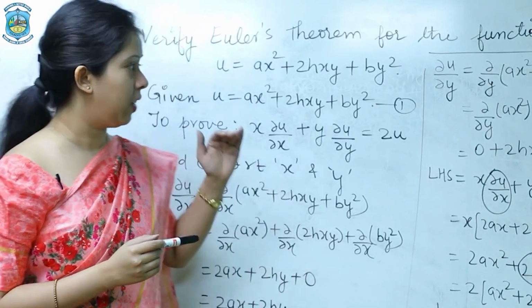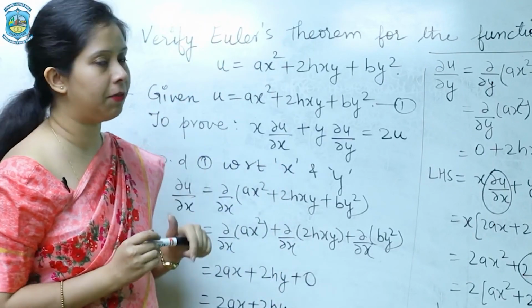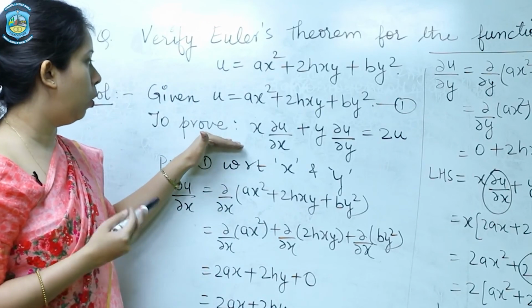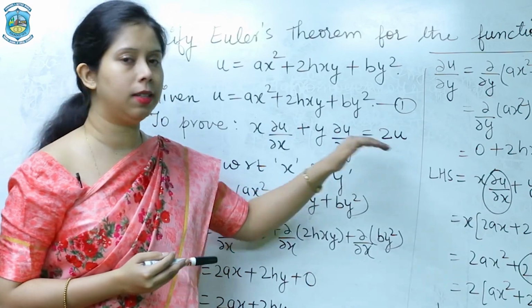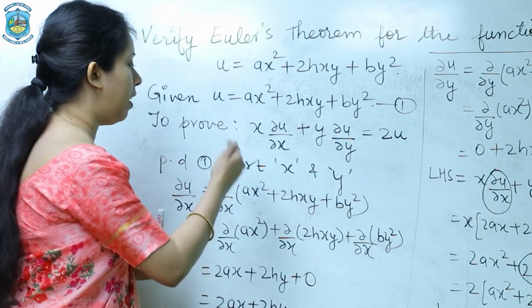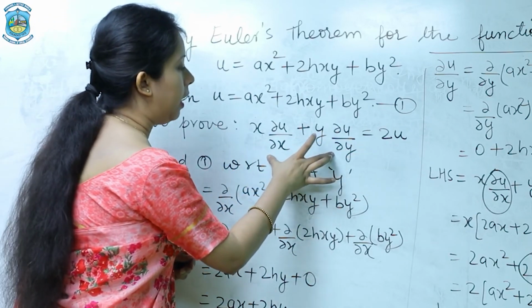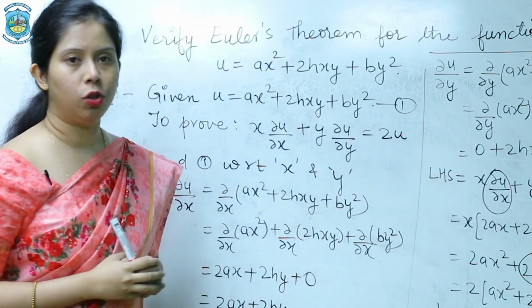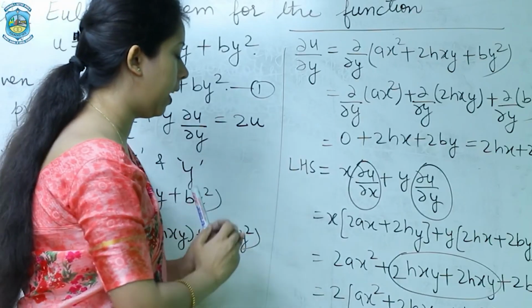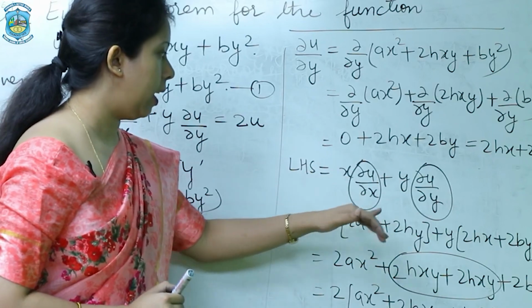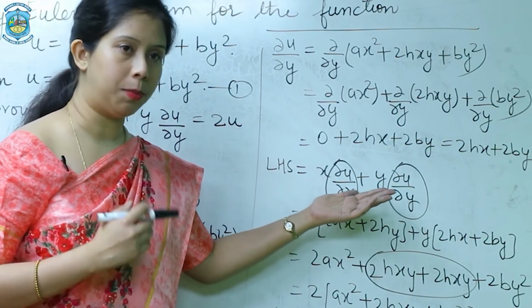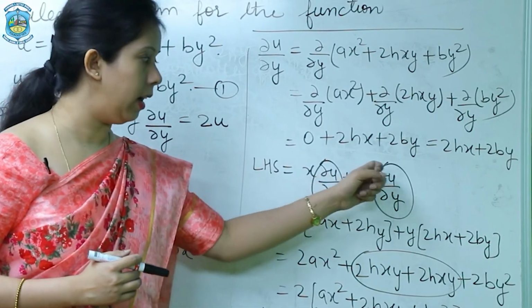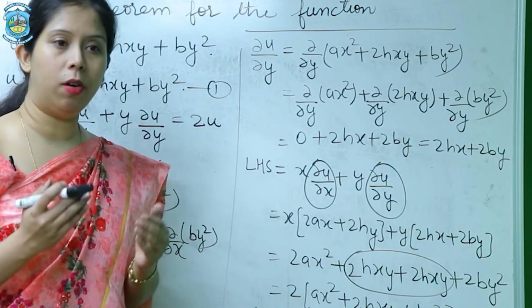So, the question was, we have to verify Euler's theorem for this function. That means, I have told you that we have to prove x del u upon del x plus y del u upon del y is equal to 2u. For verification, we mean that the left hand side and the right hand side should be equal. So we will start with the left hand side. x del u upon del x plus y del u upon del y is the left hand side. So what we will do, we will substitute the value of del u upon del x and del u upon del y that we have already calculated.